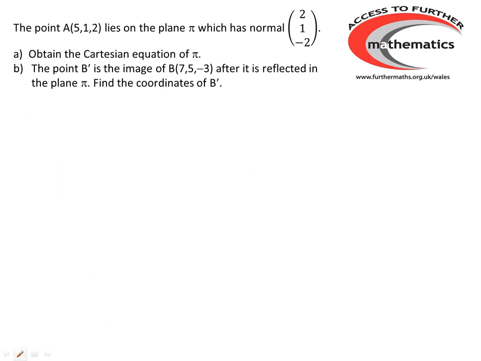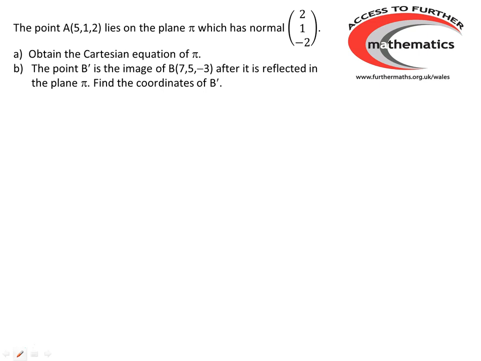Our final example has point A with coordinates 5, 1, 2, lies on a plane which has normal 2, 1, minus 2. We've got to obtain the Cartesian equation of the plane, and then we've got to find the image of a point B after it is reflected in the plane.